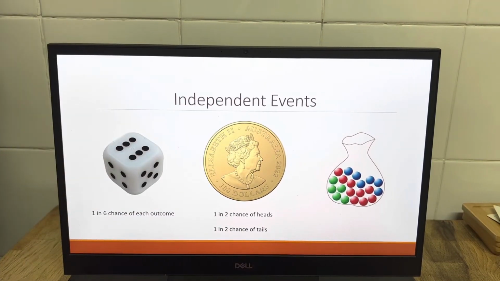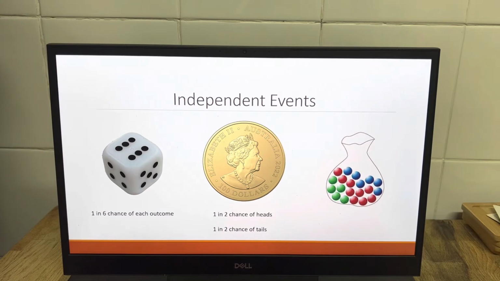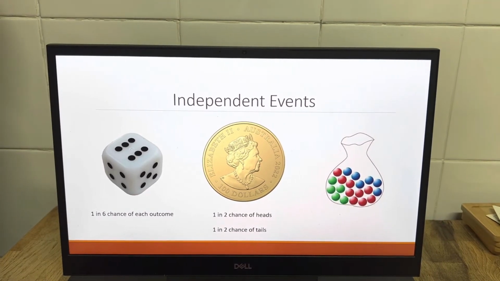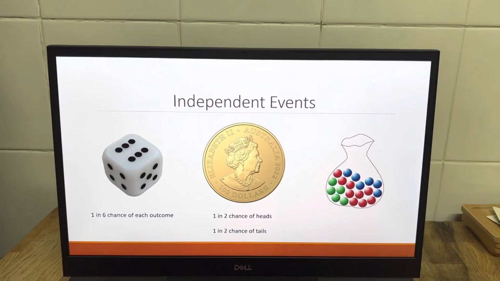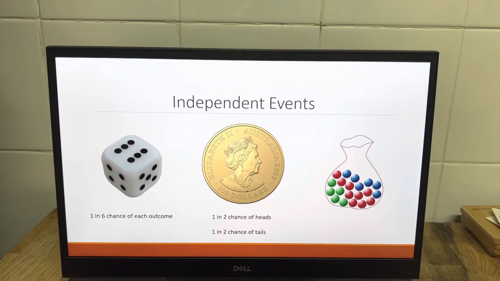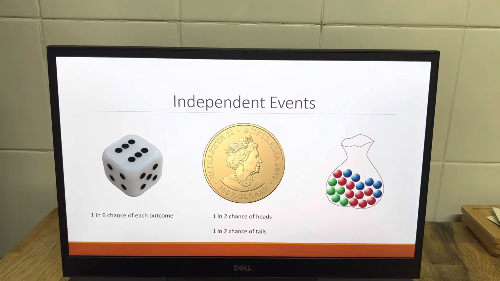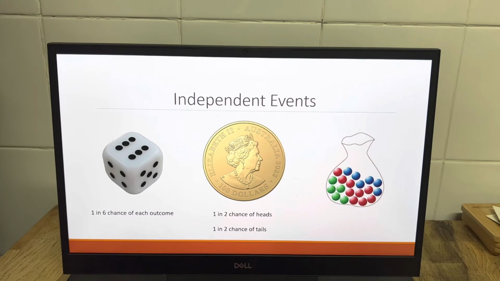And you might be thinking, but the bag of marbles, that was a dependent event, wasn't it? And that's true, but if you take out the marble and rather than putting it to the side, you put it back into the bag and then you pick another marble out, it's an independent event because the probabilities haven't changed at all and the events are completely independent of each other.